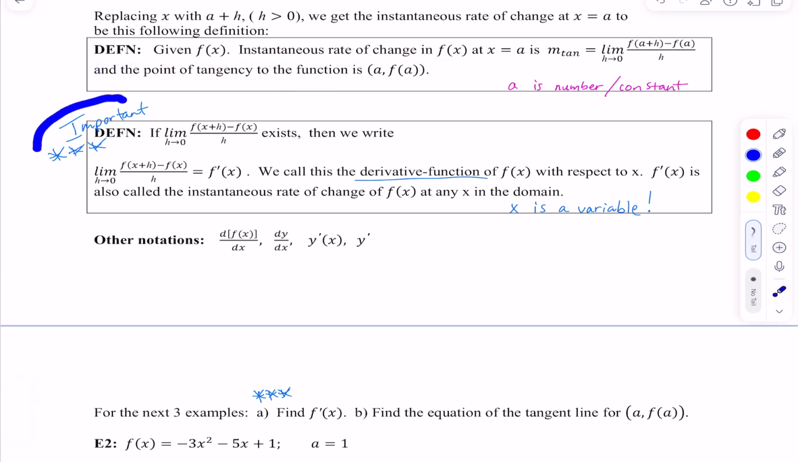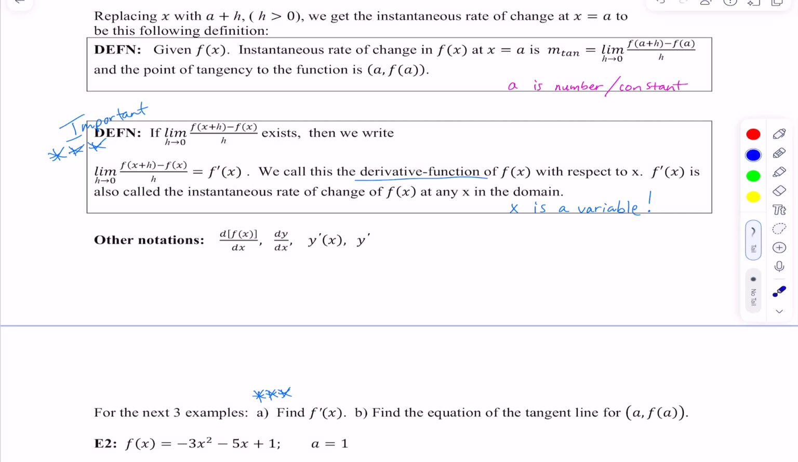But the next definition is crucial, because if we let x be a variable, we no longer talk about a as a constant. We now look at x as a variable. So if we find that this limit exists, then we actually have created a new function called the derivative function. So as long as this limit exists, using algebra and of course trigonometry and calculus, we will get something called the derivative function. We'll label this derivative function a little bit different.